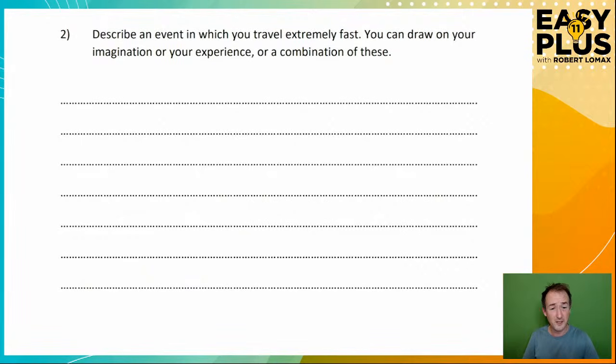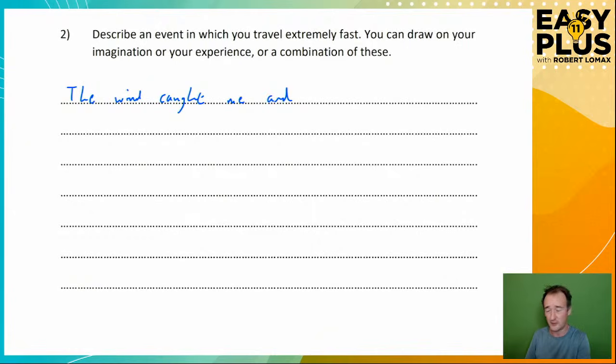So, as with the picture option, you could get right into the action, which in this case would mean describing yourself already travelling very fast. That would be a really good opening. So you could say something like, so the wind caught me. Okay, so that already gives a sense of something happening at speed. The wind caught me and carried me along.